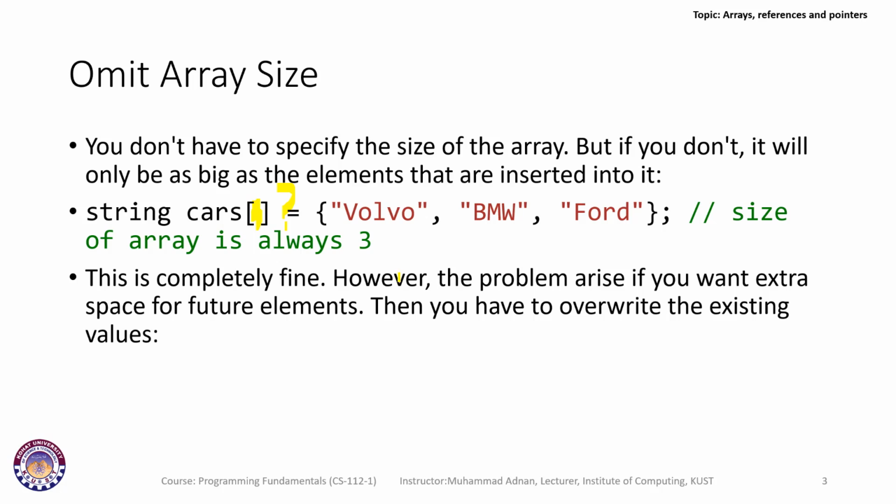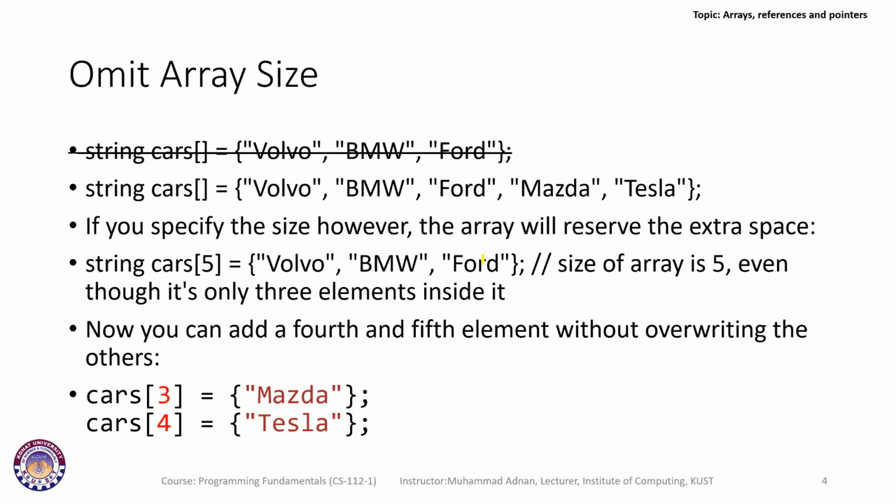This is completely fine. However, the problem arises if you want extra space for future elements, then you have to override the existing value. If you want some more data inside this array cars, then you have to override these data and insert some other data. So obviously you might lose or delete your important data. For example, if you want Mazda and Tesla to also be elements of the cars array, it is possible, and you have to remove this declaration and redeclare your array as cars, assignment operator, and in curly braces mention Volvo, BMW, Ford, Mazda and Tesla. Now the size of the array is 5, starting from 0, 1, 2, 3 and 4.